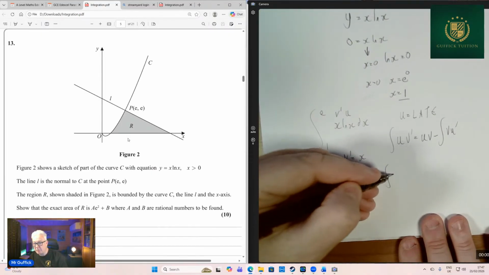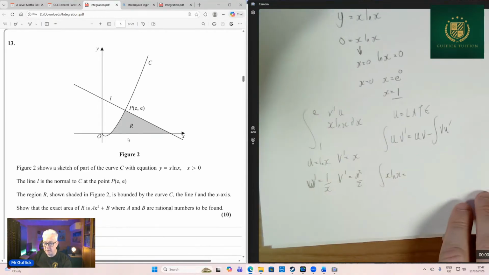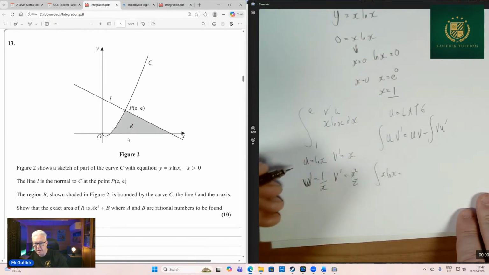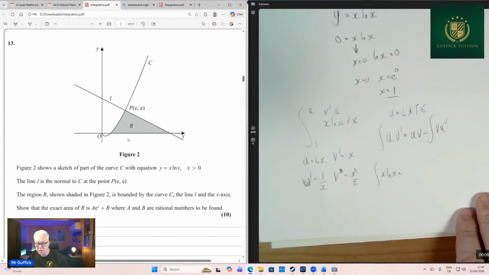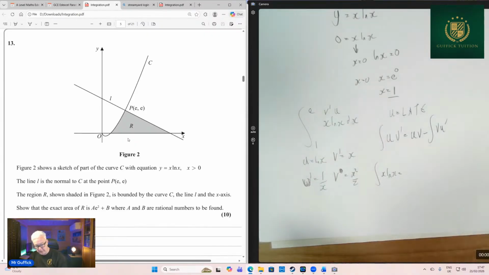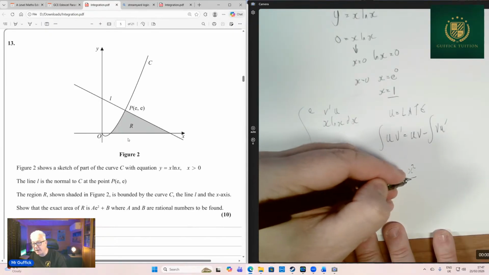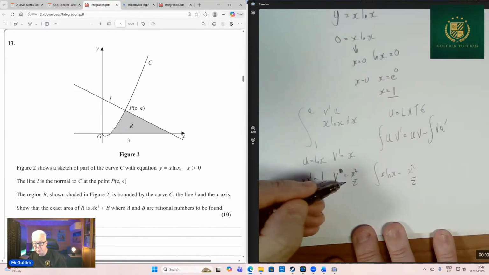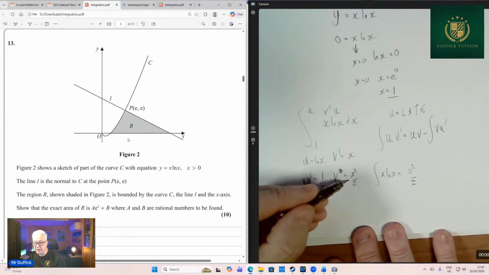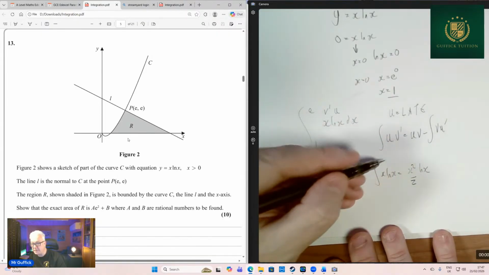So the integral of x ln x is going to be u times v, that's a v there, not a v dashed. So we're going to do u times v. So that's going to go to x squared over 2, times by our u. Okay, so there's u times v.